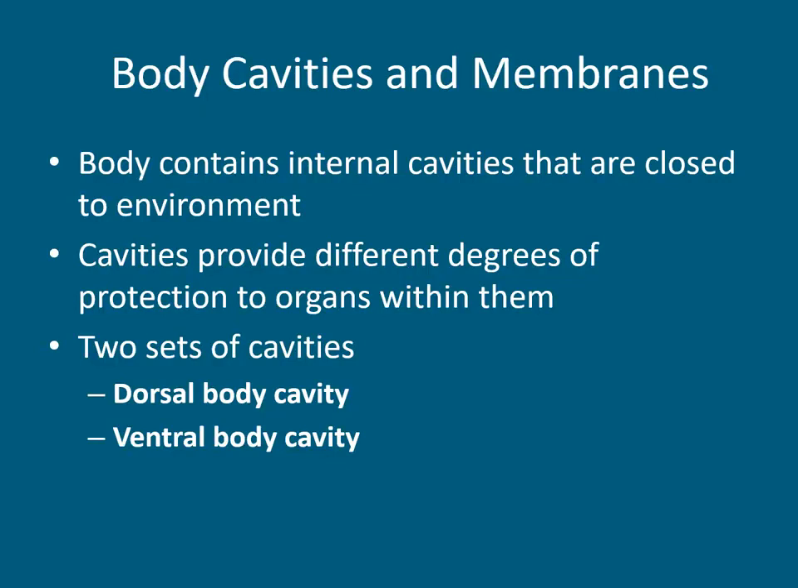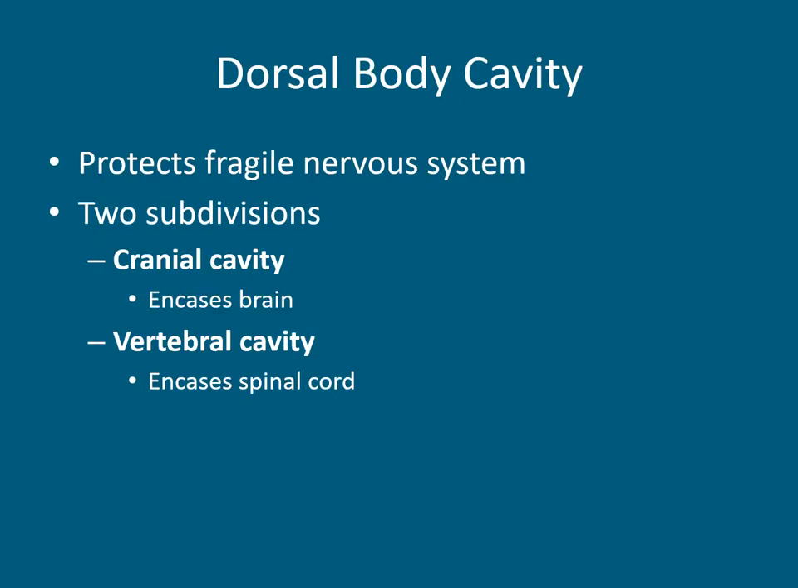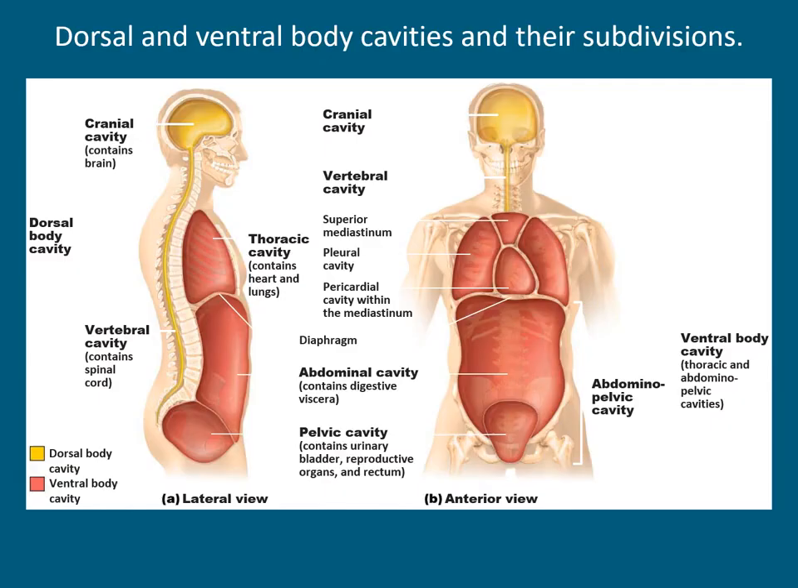The body does have several internal cavities, and oftentimes the cavities also have membranes around them. Cavities often are containing organs, and there's extra protection for them. So there's two main sets of cavities, the dorsal body cavity and the ventral body cavity. The dorsal body cavity is protecting your nervous system. It is further divided into two subdivisions, the cranial cavity that has the brain enclosed in it, and then the vertebral cavity that encloses the spinal cord.